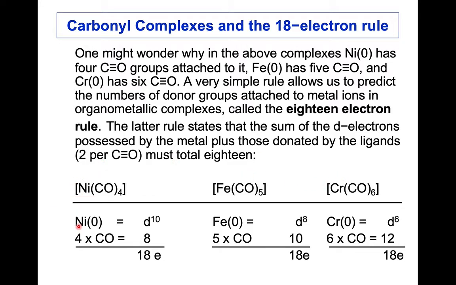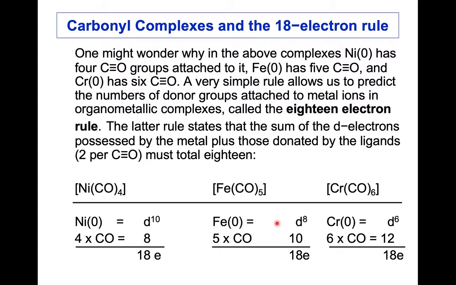So nickel 0, if you look at it, it's in the 10th column. It is a d10 electron configuration. So there are 10 electrons from the nickel 0 center. And then each CO, the carbon of each one of those COs has a lone pair. And so 4 times 2 from each one gives us 8 electrons from the carbonyls. So 10 plus 8 gives us 18.